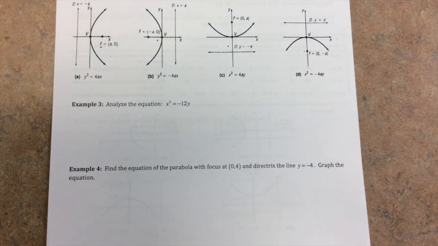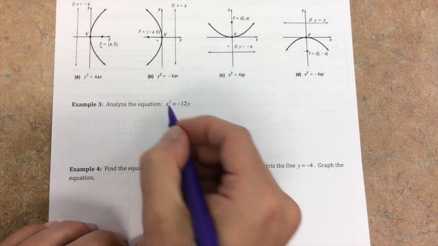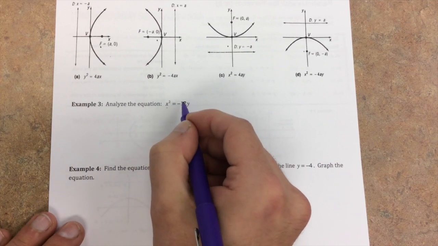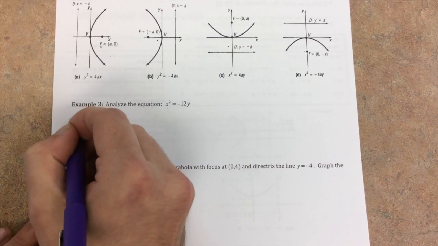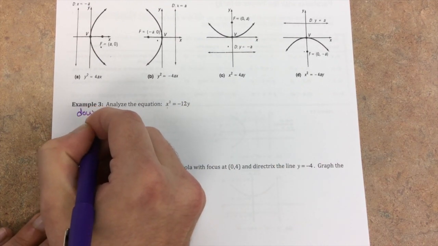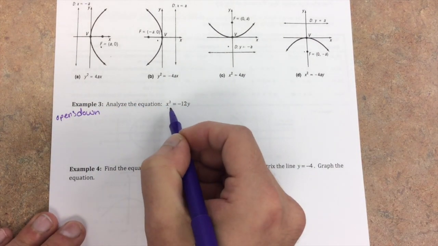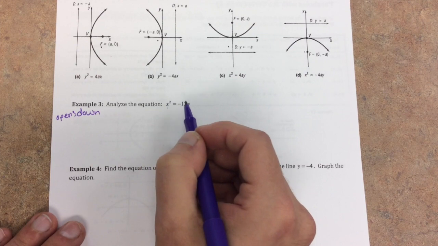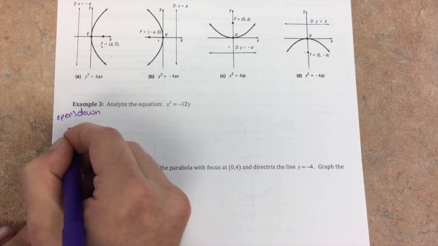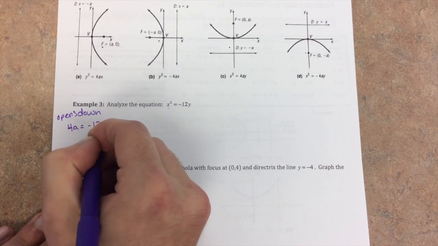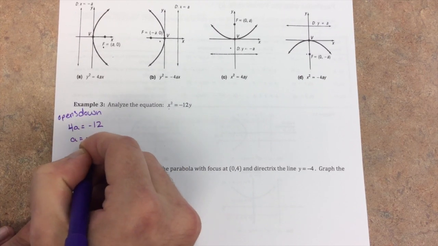So example 3, analyze the equation. First off, we see this is an x squared, so this opens up or down. We see that that's -4a, so this opens down, just based off of looking at this. There's an x squared and a -4a, so then we're going to say 4a equals -12, or a equals -3.